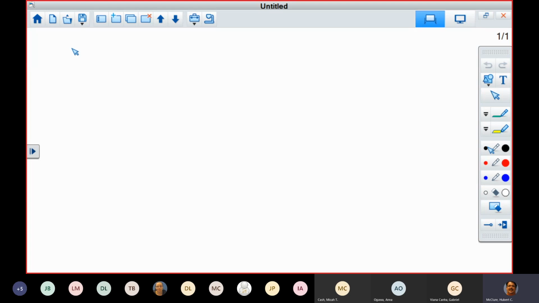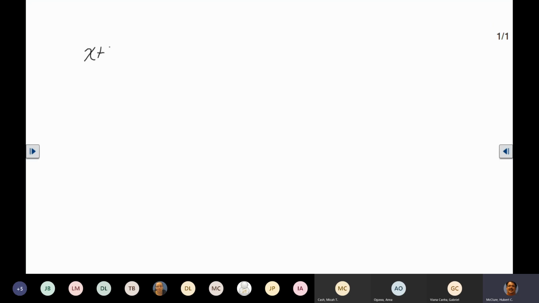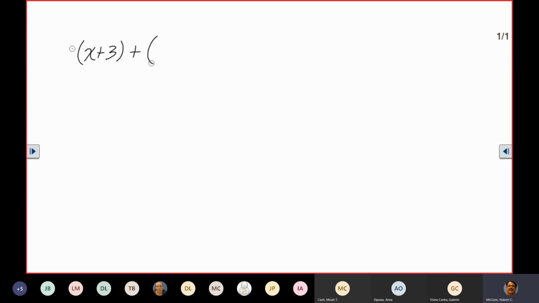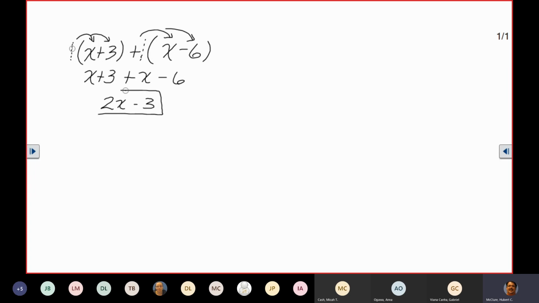You were taught this, x plus 3 plus x minus 6. And you were told to add those two, and you were told that there's a 1 right here, and there's a 1 right here, and you distribute that 1, and you get x plus 3 plus x minus 6, and x plus x is 2x, and 3 minus 6 is negative 3. And you were taught to add polynomials.